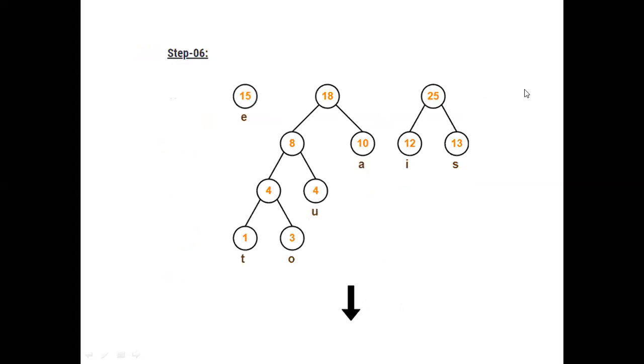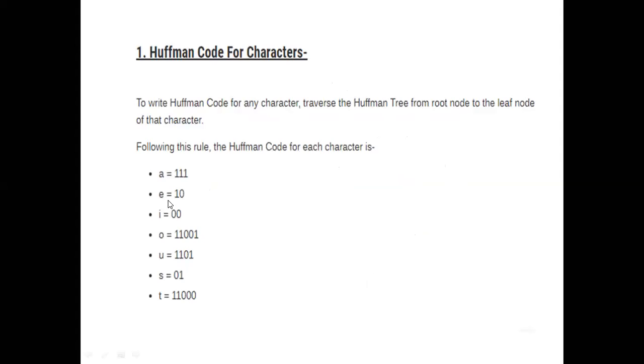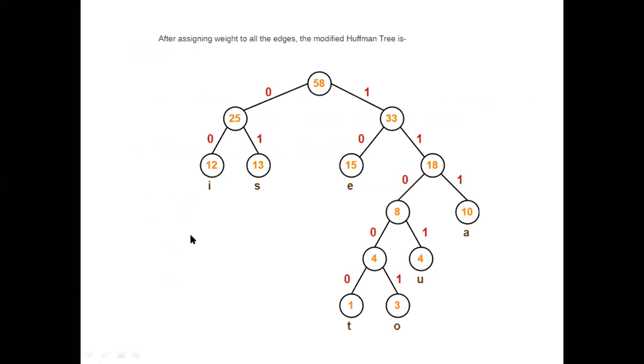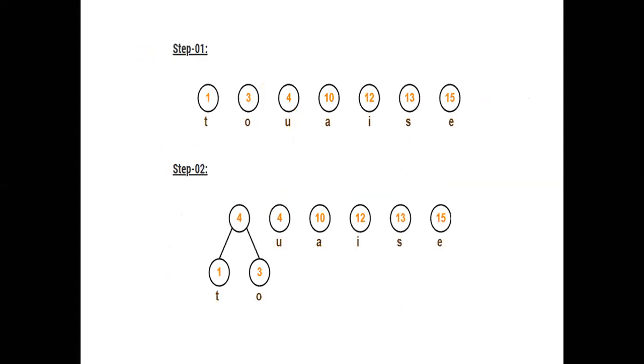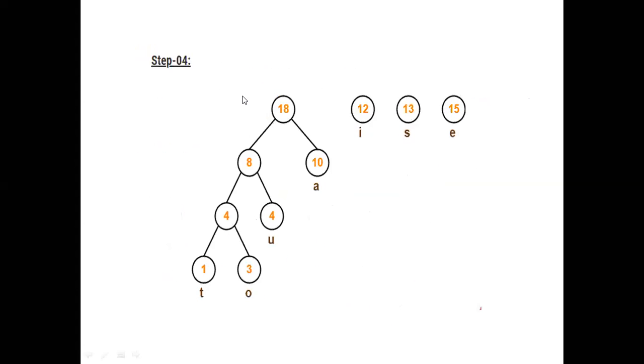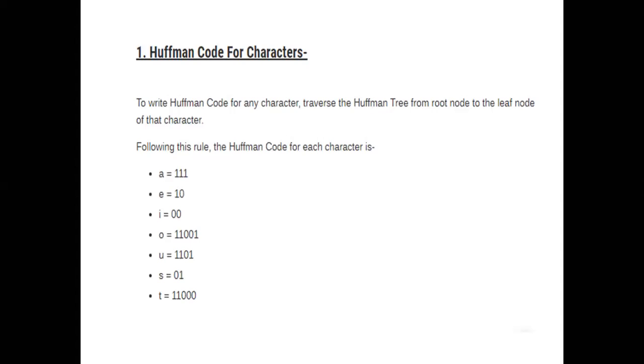So let's see. Is it true or not? E, you can see that only 2 bits are allocated. Done. And O's frequency will be much lower, so the most bits are allocated to it. So let's check O's frequency. T's frequency is 1, O's frequency is 3. So how many bits are assigned to both? 1 2 3 4 5, 1 2 3 4 5.